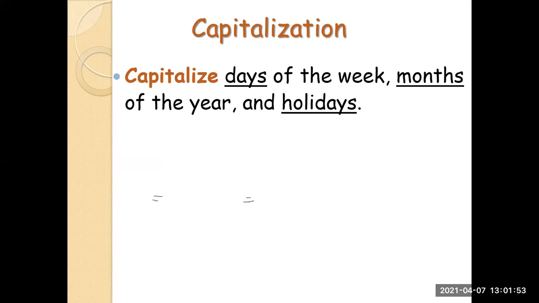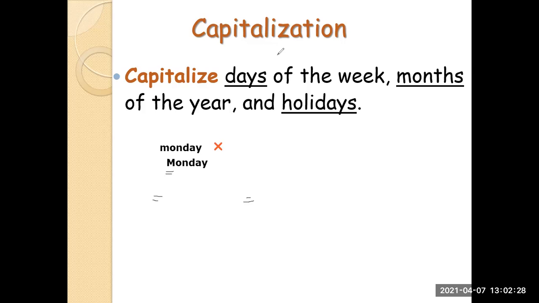Capitalize days of the week. Here we come to the most frequent words that come every now and then. We usually need to capitalize them, and everyone has to remember this. If you write Monday like this, it's completely wrong. But what's the correct one? It looks like this: Monday. The same thing: Tuesday, Wednesday, Thursday. All of them have to be capitalized.